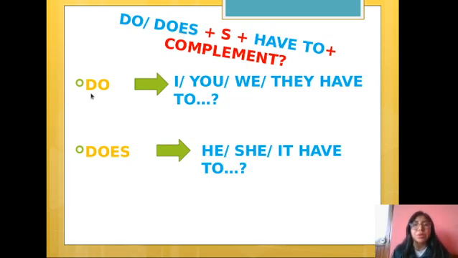Okay, you are going to use do with I, you, we, and they. Okay, and also have to. And does with he, she, it, and also have to. Okay, so the only thing that you have to keep in mind is the subject. Lo único que tiene que tener en cuenta para realizar las preguntas es el sujeto, ¿ok? El sujeto is going to show us if you have to use do or does. El sujeto es el que le va a indicar si utilizamos do or does, ¿ok?